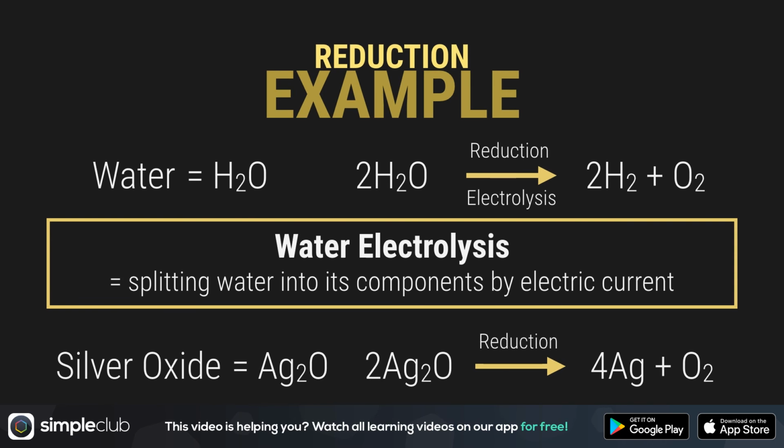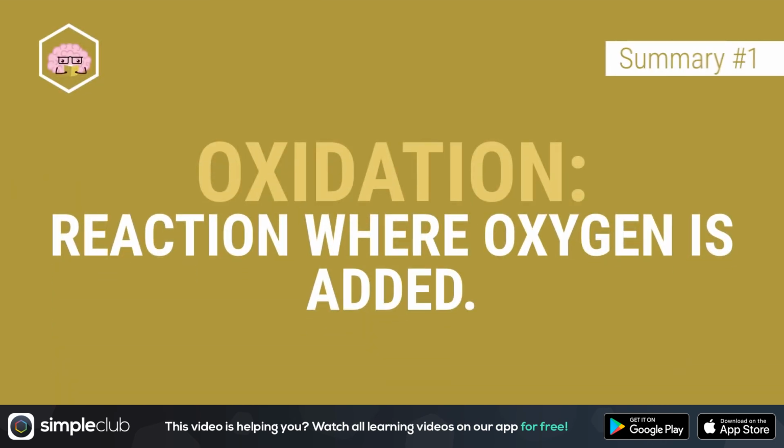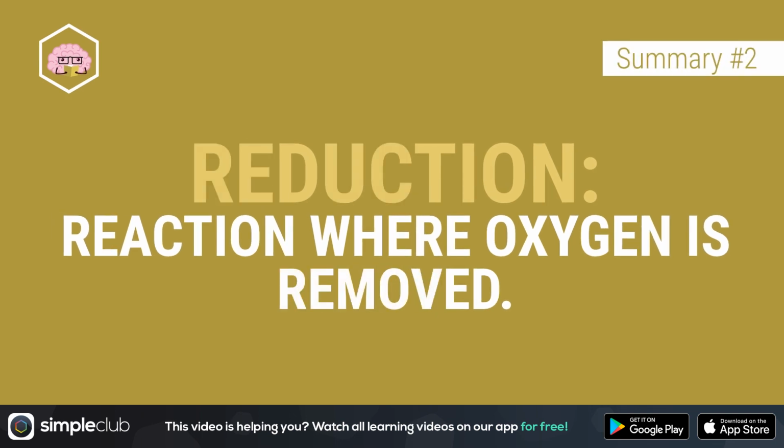Let's summarize one more time. Oxidation is a clever word for when we want to say that something reacts with oxygen. It's a reaction where oxygen is added. And reduction is just a clever word to describe the opposite. It's a reaction where oxygen is removed. In any case, make sure you've taken all of that in, as we're gonna need it for redox reactions.